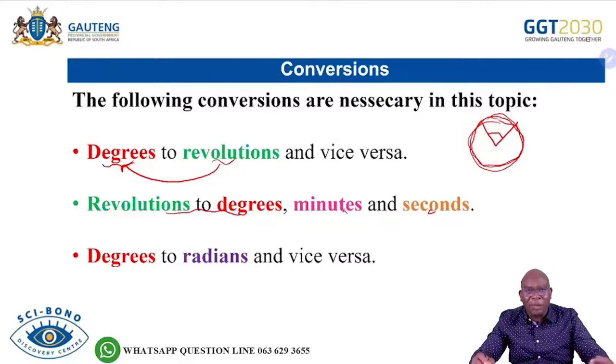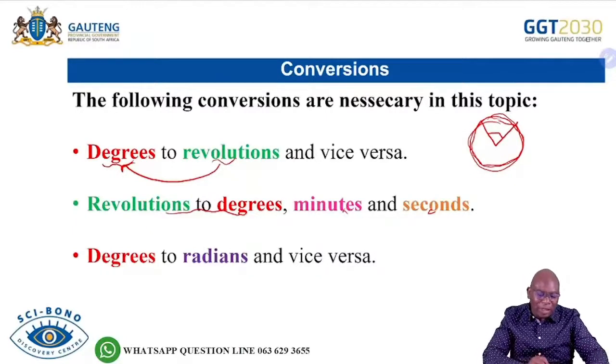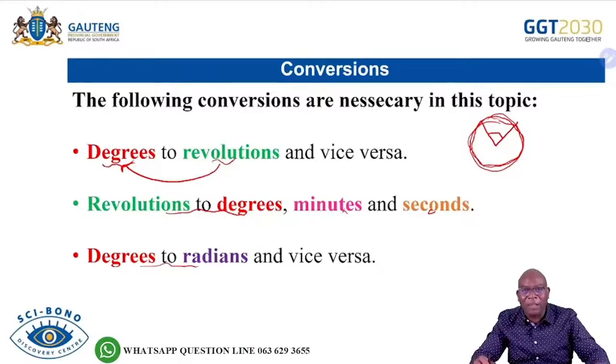Remember, this is also very important. How many seconds do we have in a minute? How many minutes do we have in a degree? And all that. The last one that we're going to be looking at is degrees to radians and vice versa. Remember, we said we are going to be working with radians, but sometimes we are given degrees. We need to change those degrees to radians. So we must know how to change degrees to radians and vice versa. And we're going to look at the formula that we're going to be using to change degrees to radians and radians to degrees. So these are all the conversions that we're going to do.